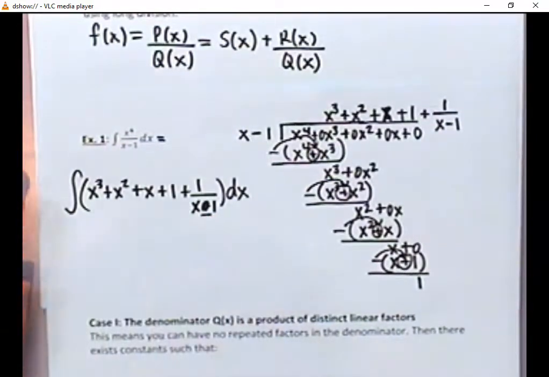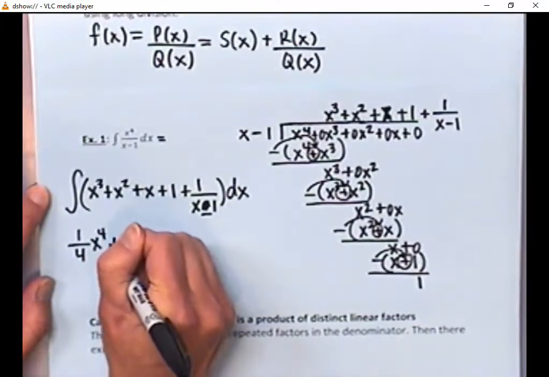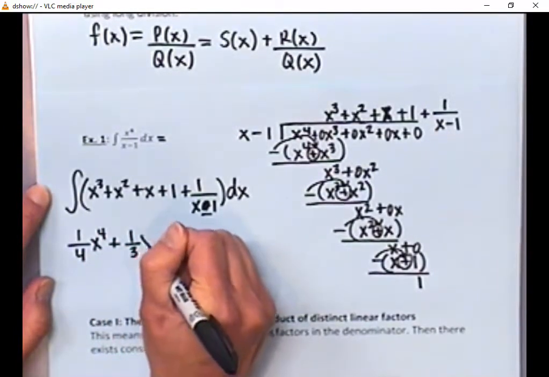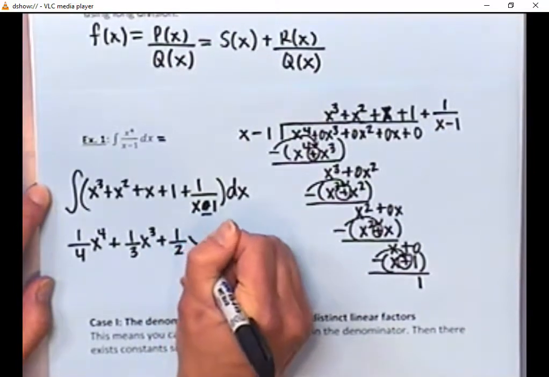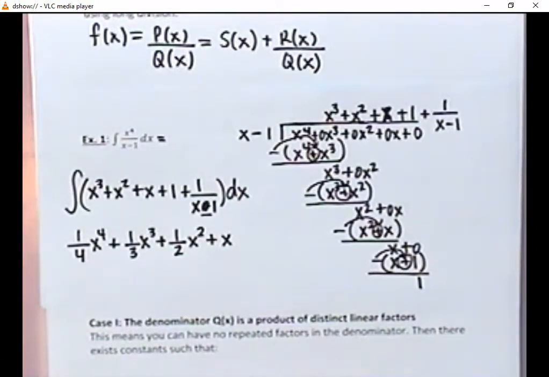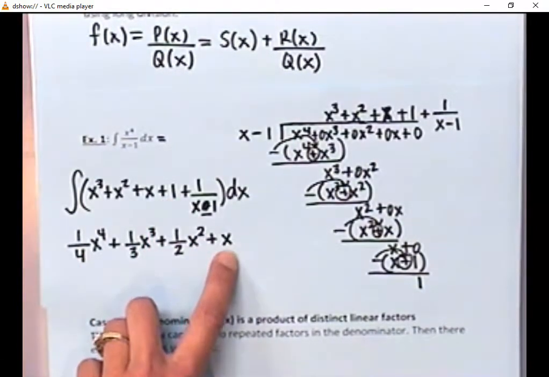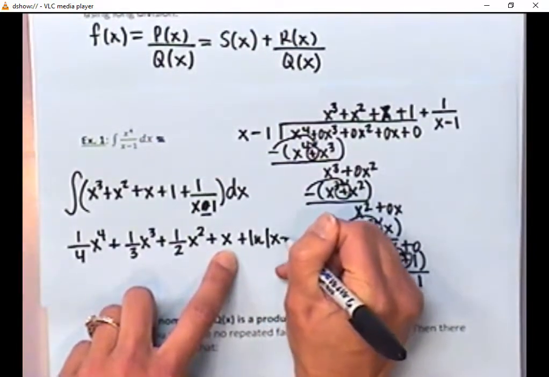So then we can integrate each of these. So this becomes 1/4 x to the 4th, right? 1/3 x to the 3rd. What else? 1/2 x squared plus x. Right? The 1 comes from x. And then this should just be the natural log of x minus 1.